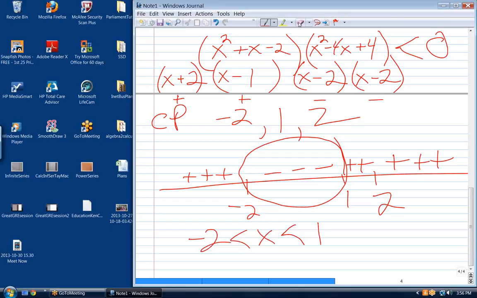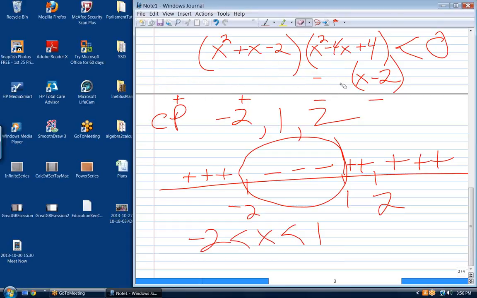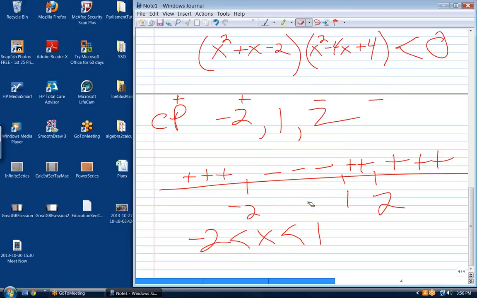Now, could we have told that without factoring? I don't think so. In other words, if I tried starting from this to come up with this solution, I've got no idea how I can do that without first factoring and then checking the points on the line chart. Because notice they don't always go plus minus either, even though every other one we had did alternate. This one went plus minus plus plus.